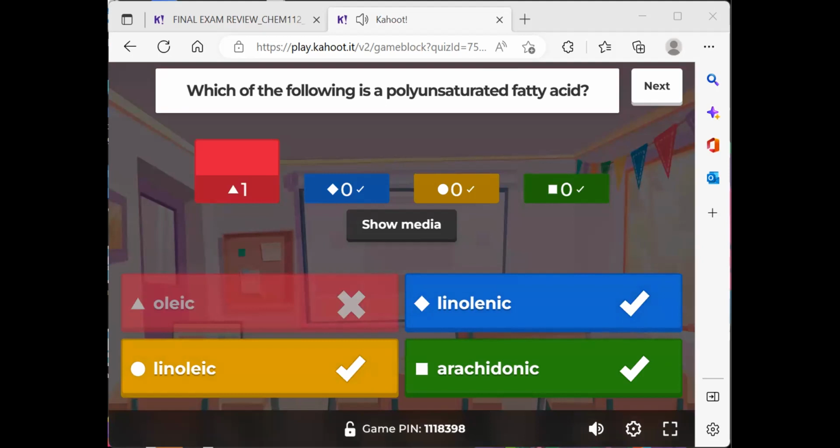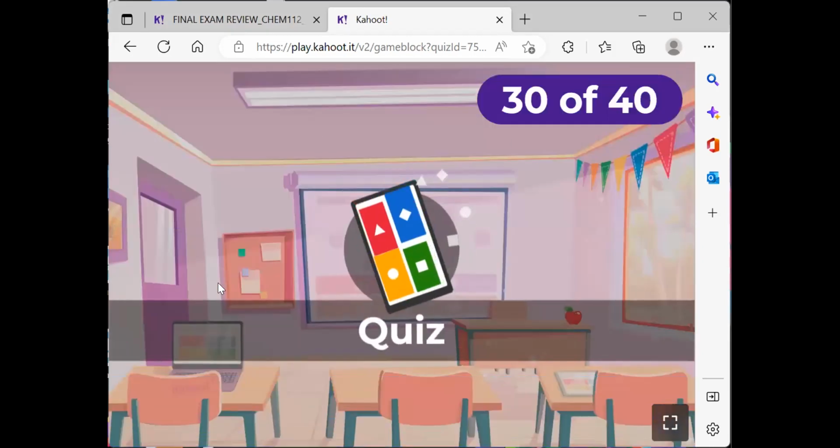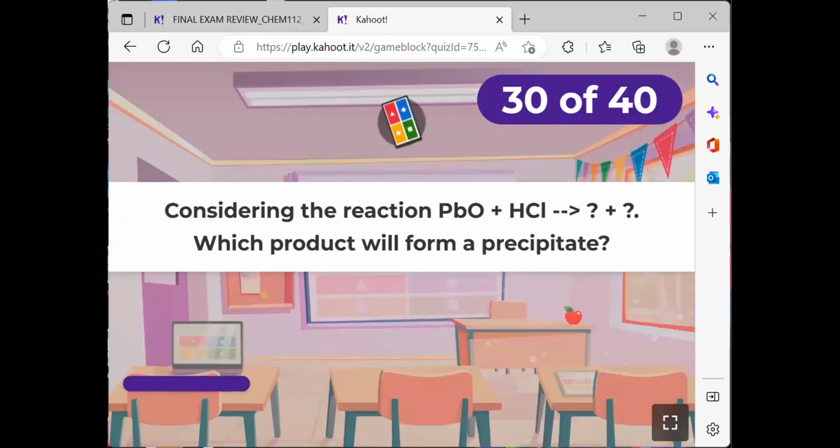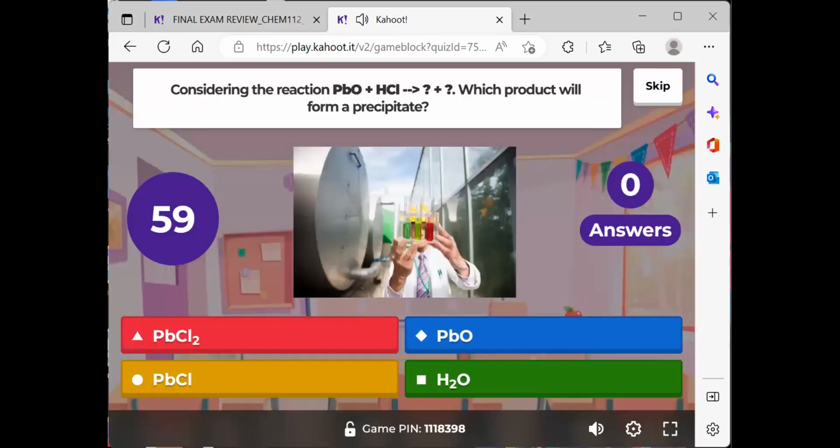Again, this information is from slides 15 and 16 from chapter 7 material. We have only 10 questions left after this one.